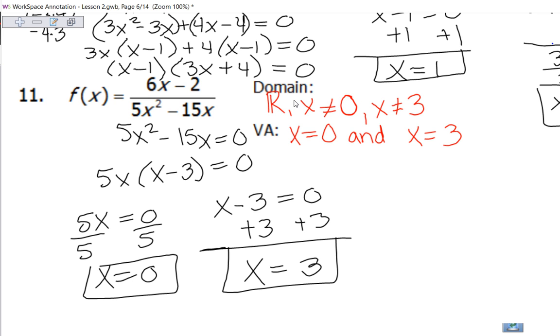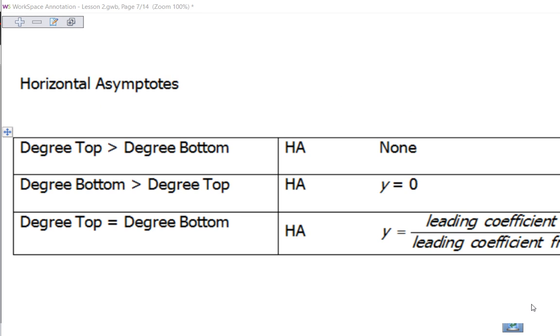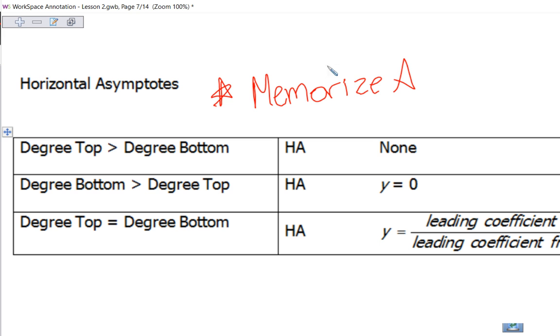Okay, any questions on the front? Moving to the next page. Now on the next page, you need to make yourself a note that you need to memorize these 3 rules. Our test will be next Friday, so make sure you memorize these 3 rules.